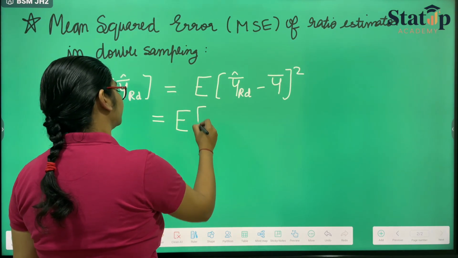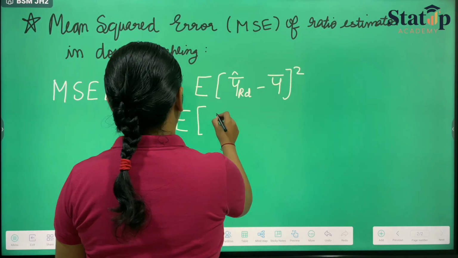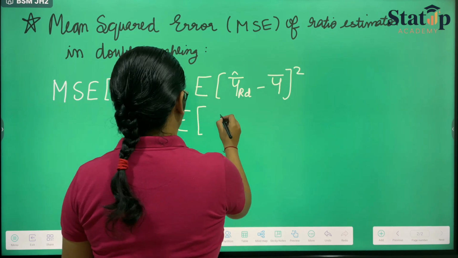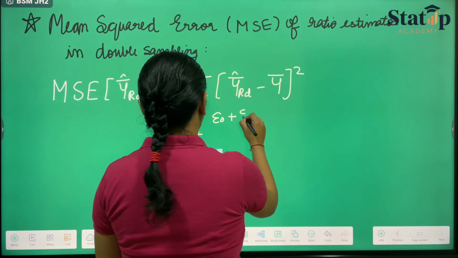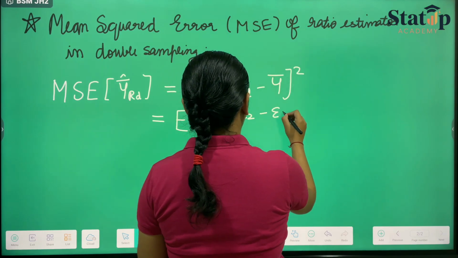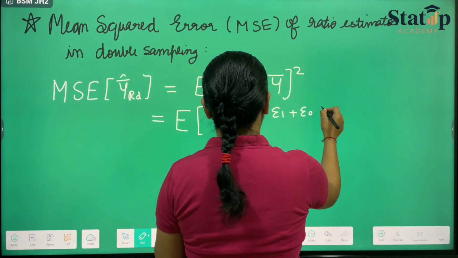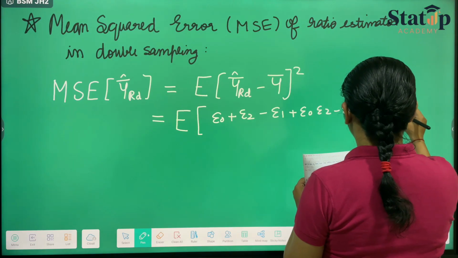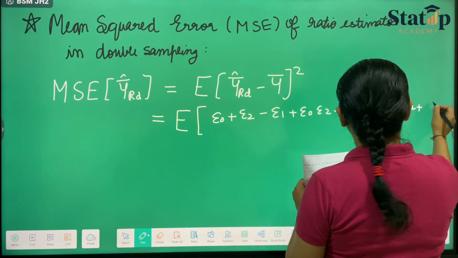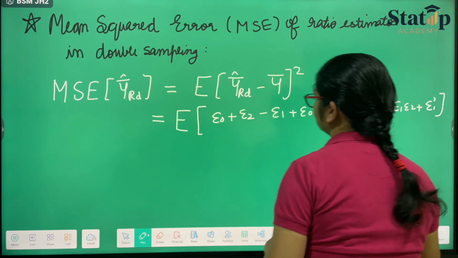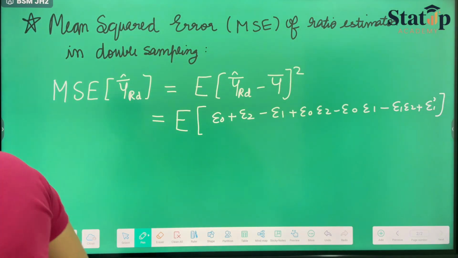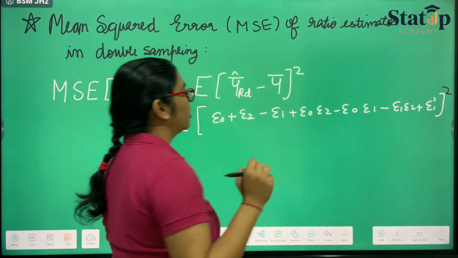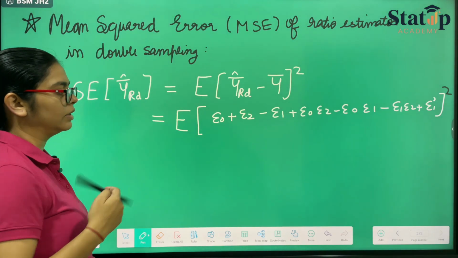epsilon naught plus epsilon 2 minus epsilon 1 plus epsilon naught epsilon 2 minus epsilon naught epsilon 1 minus epsilon 1 epsilon 2 plus epsilon 1 whole square. This was the case of y bar rd minus y bar.